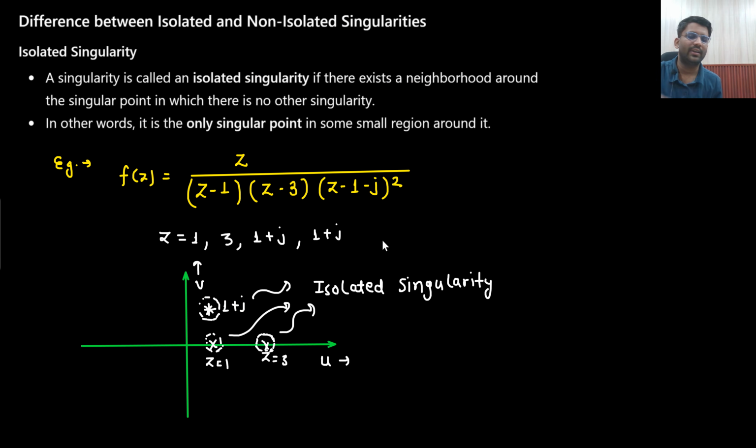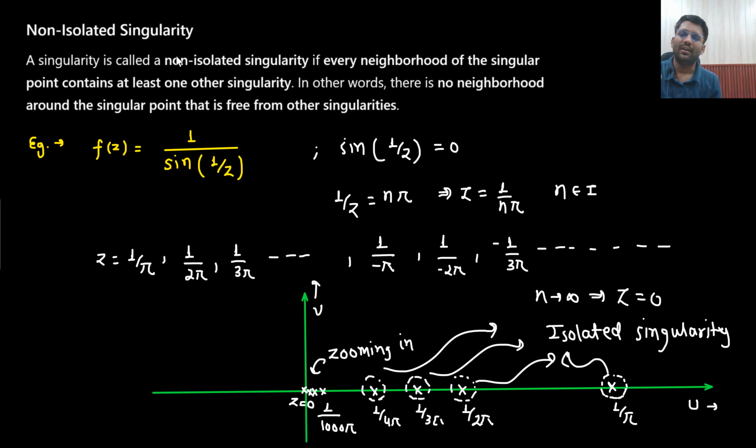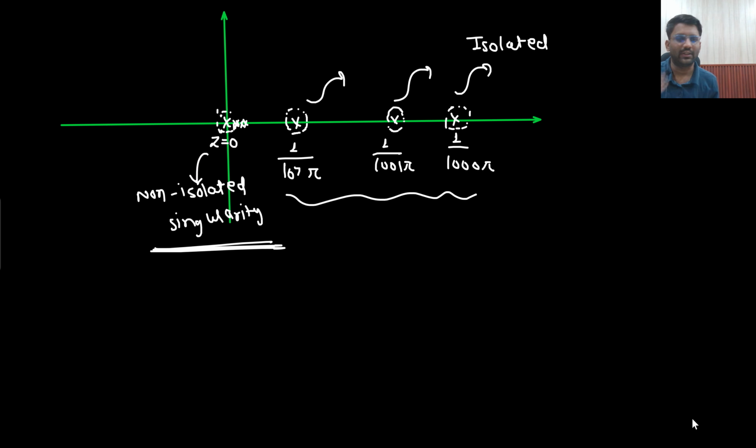Isolated, sir: in the nearby region, no one is there. Non-isolated, sir: in the nearby region, I will find something. They are isolated only, but z equals to 0 will be non-isolated.